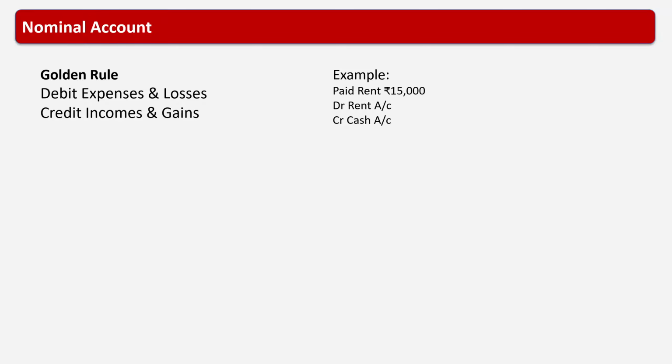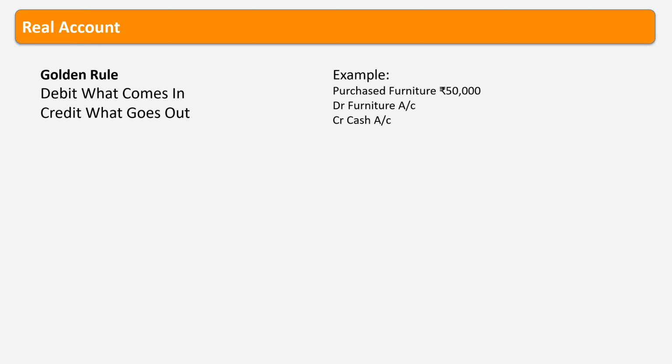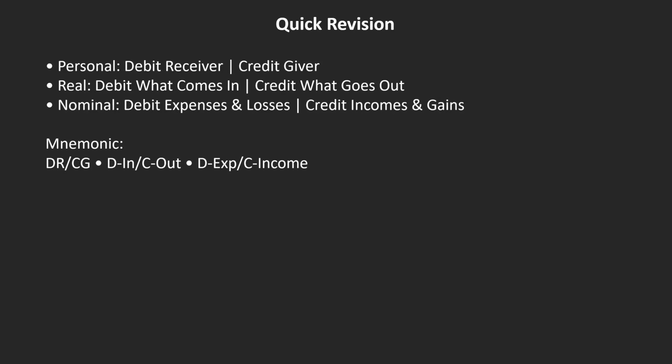So these are the rules of accounting. These are the golden rules. If you are dealing with any account, it will appear under these three rules only. Okay, again, this is the summary of these three accounts.